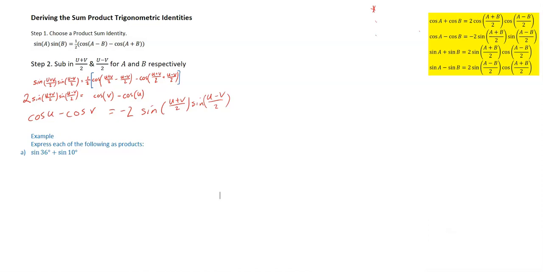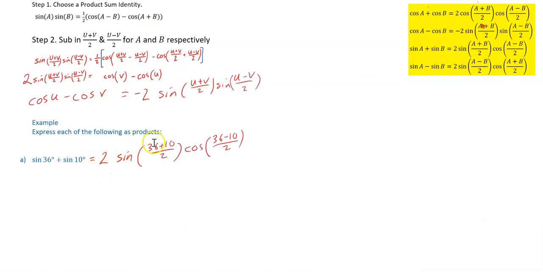And it's going to be as simple as taking a look at our sum, sine 36 degrees plus sine 10 degrees, looking for our identity, this one right here, sine A plus sine B, and then subbing in our values 36 and 10 for A and B, what I originally called U and V when I was working through my derivation. Subbed in 36 and 10, 36 plus 10, 36 minus 10, and I'm going to divide them by 2, and that's the end. It's 2 lines of working. That's it. That's one thing that you can do with these.